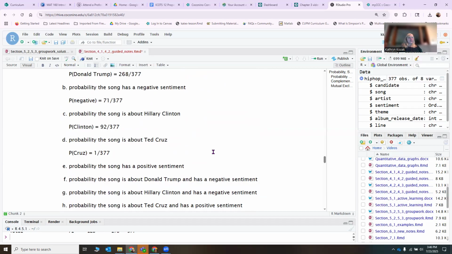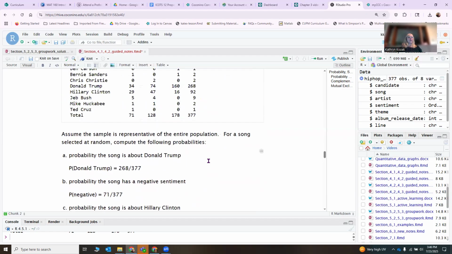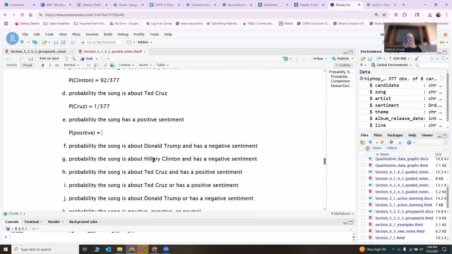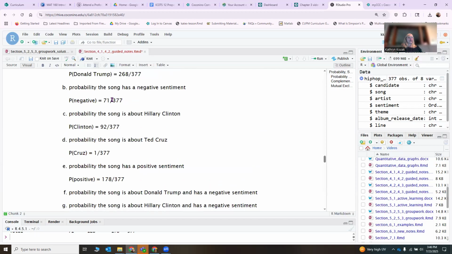Now I'd like to look at the probability the song has a positive sentiment. So if I come up here, positive, there were 178 out of the 377. There are more positive songs than there are negative songs.